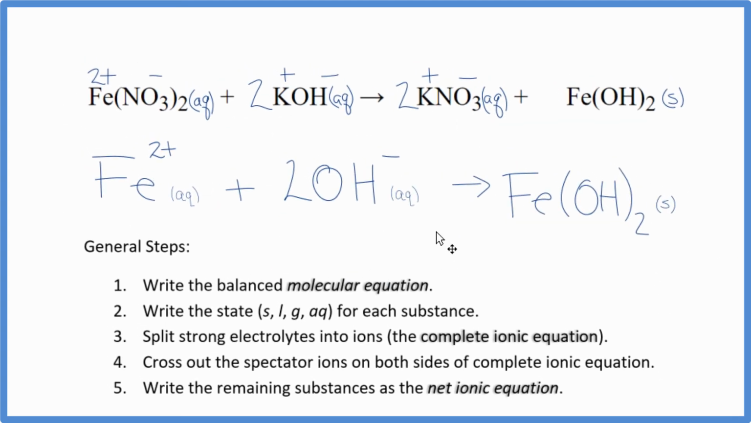So this is the balanced net ionic equation for iron(II) nitrate plus potassium hydroxide. You'll note that charge is conserved. We have a 2 plus here, 2 times 1 minus, that's 2 minus. So we have an overall charge of 0. This is neutral. Over here, this is a neutral compound, so net charge is 0 as well. If you count the atoms up, they're balanced too.